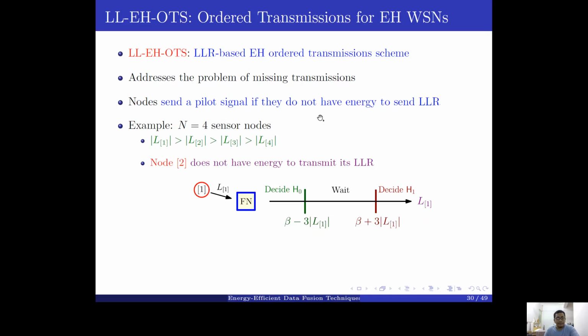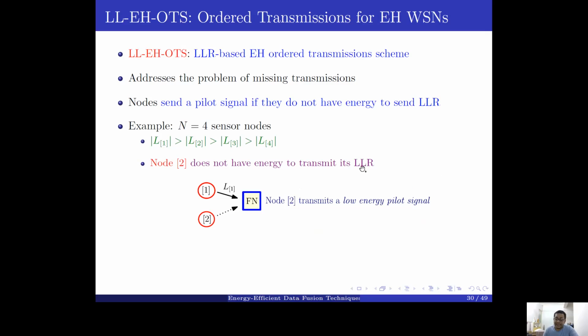Now, the best node sends LLR to the fusion node. It might decide or it might wait. When it waits, the second best node sends a low energy pilot signal. This does not contain any information. It just tells the fusion node that the second best node has missed its turn to transmit.